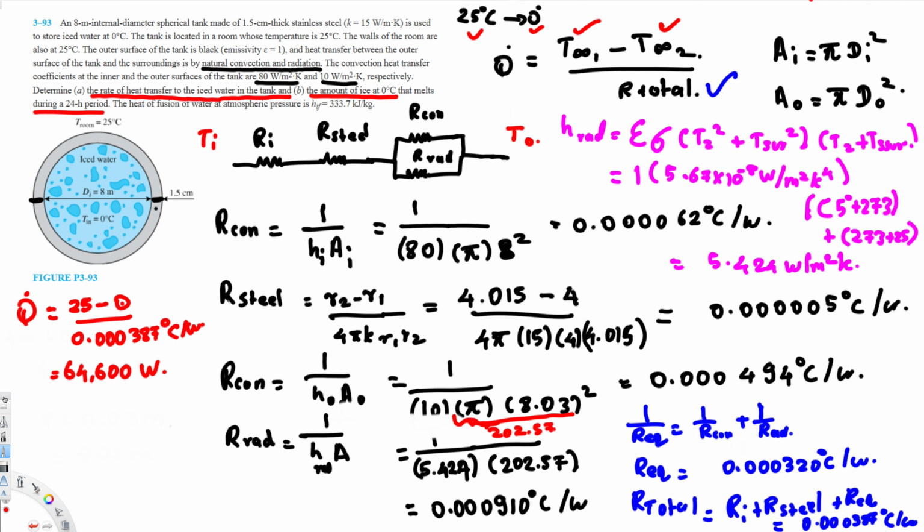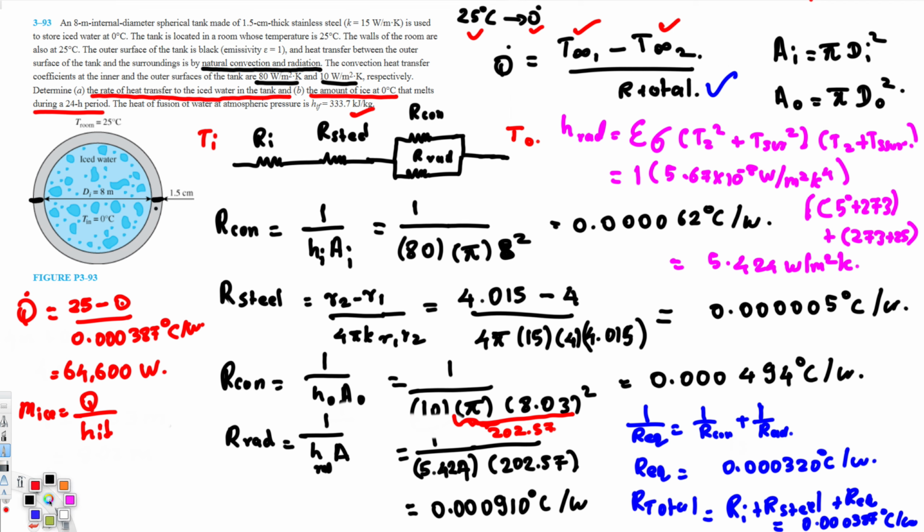The second question is asking the amount of ice at 0 degrees Celsius that melts during a 24-hour period. Here they are asking for the amount of ice. This means mass, right? Mass of ice is Q over h_if. h_if is provided right here. We have to find the Q. In order to find it, we have Q dot. To find the Q, we just have to multiply this one by time. This is same as joules per second. And if you multiply that one by time, second cancels, you will end up with joules.